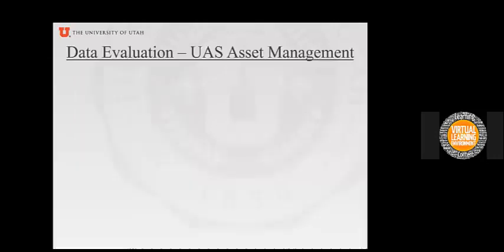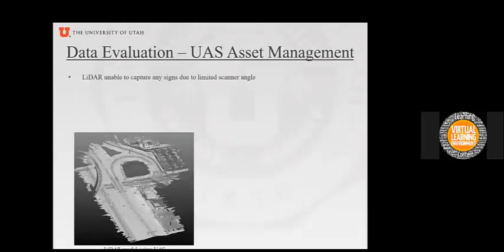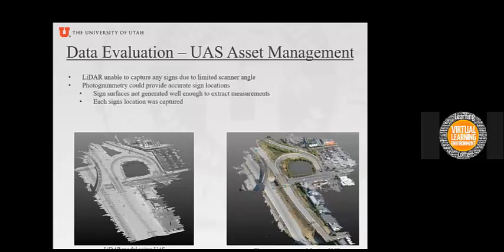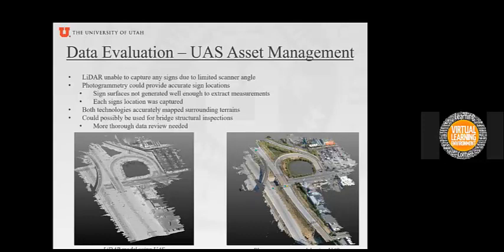Let's talk a little bit about our UAS asset management. LiDAR was unable to capture any signs due to the limited scanner angle, and that goes back to what I was mentioning before. But the photogrammetry could provide accurate sign locations. We couldn't necessarily see the sign surfaces exactly, but you could tell that there was a reconstructed sign there and its location was accurately preserved. Both technologies accurately map the surrounding terrains, and both, whether using a LiDAR drone or a photogrammetry drone, could possibly be used for bridge structural inspections, but a more thorough data review would be needed for those cases.